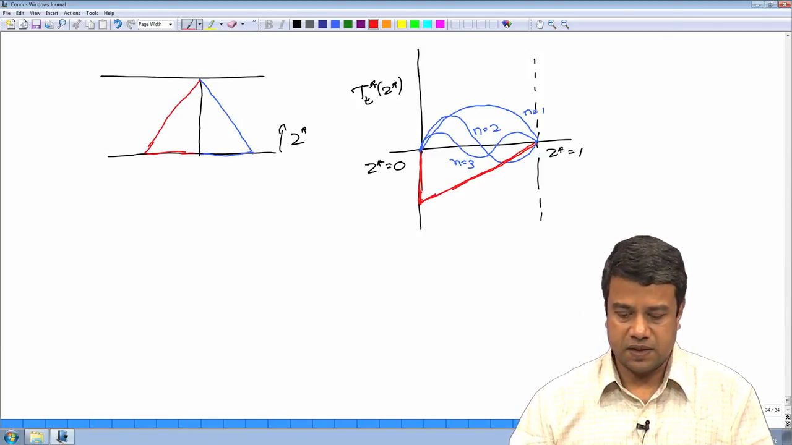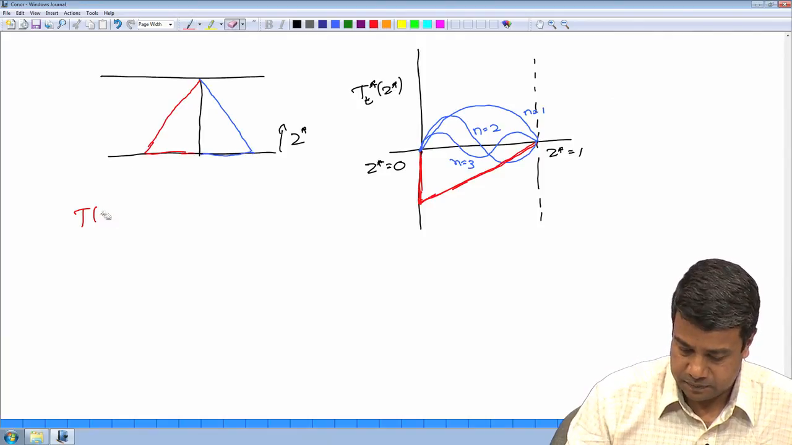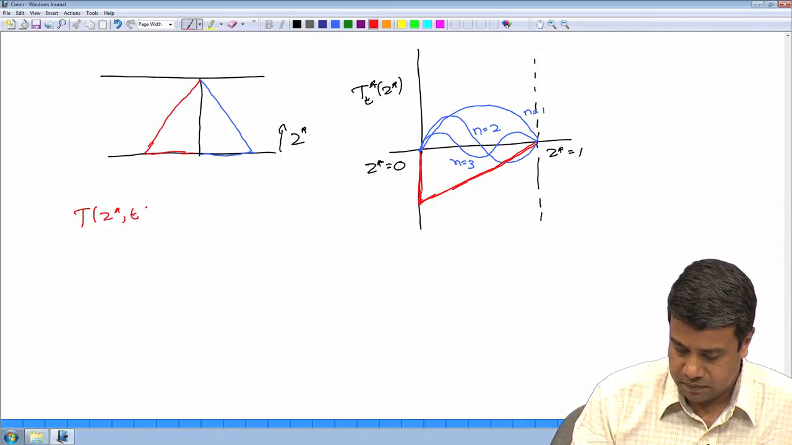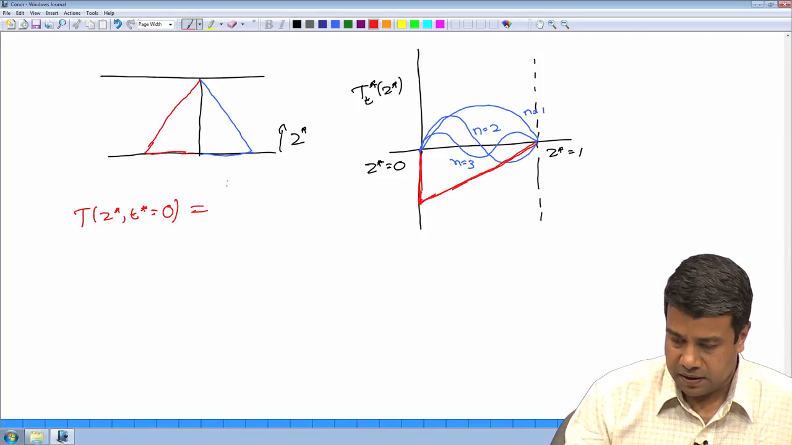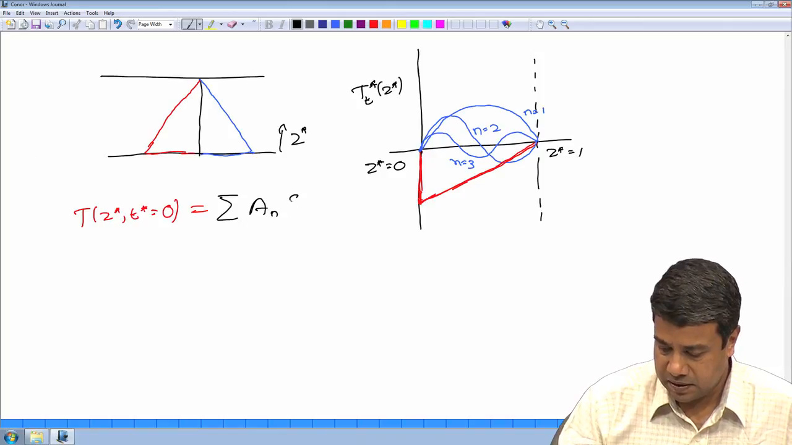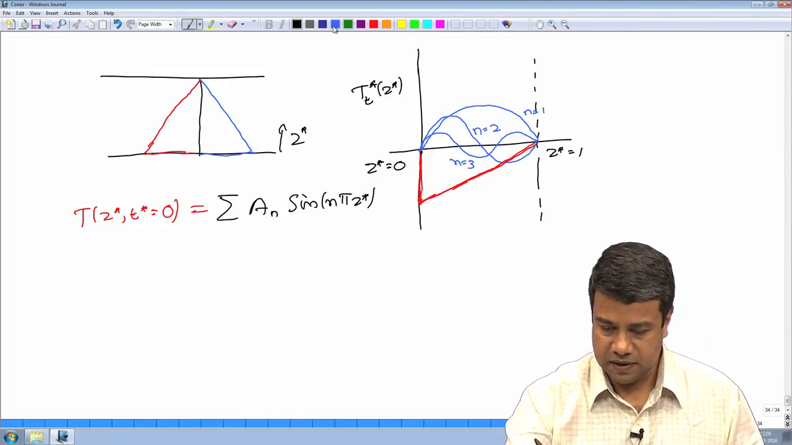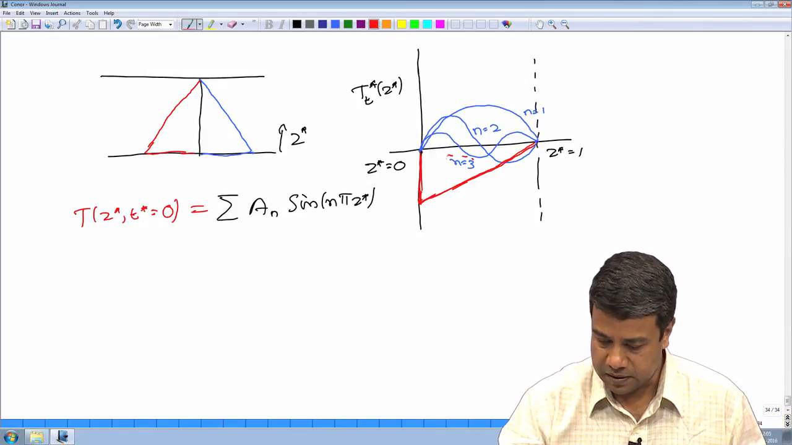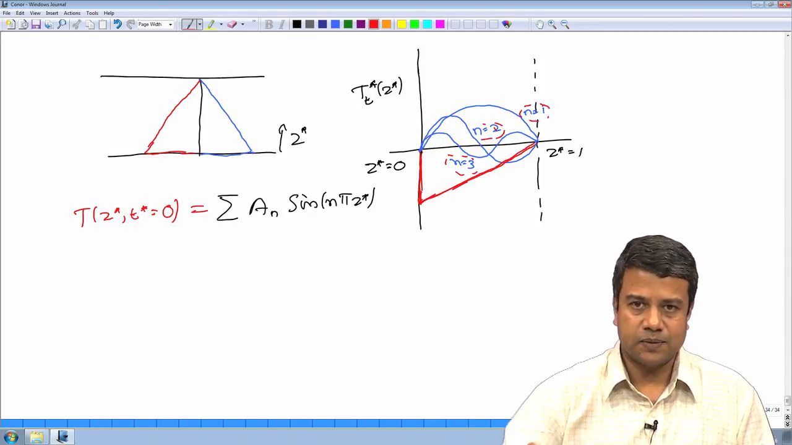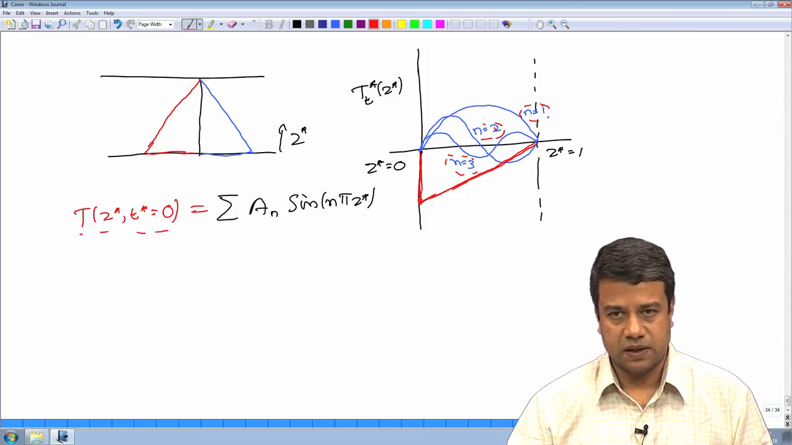So, you take each of these sine functions, t of z star. I am writing this function as the sum of a n times sine of n pi z star. So, I am multiplying each of these functions, there is an infinite number of them, by some constants, so that when I add them all up, I end up with the function that I had, and from that I can evaluate these constants.